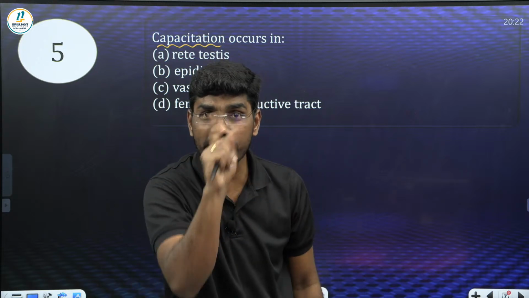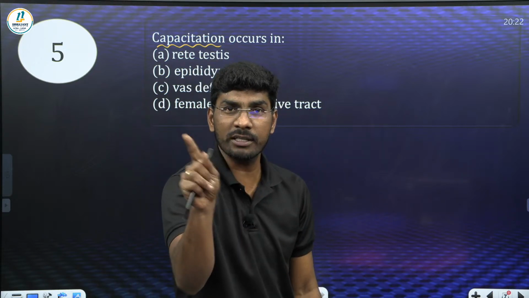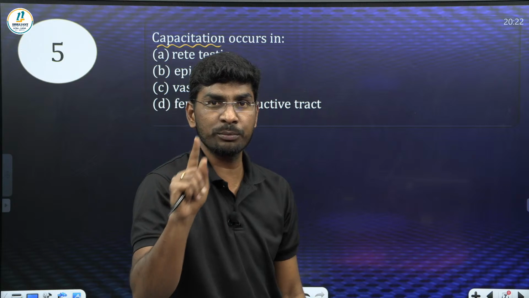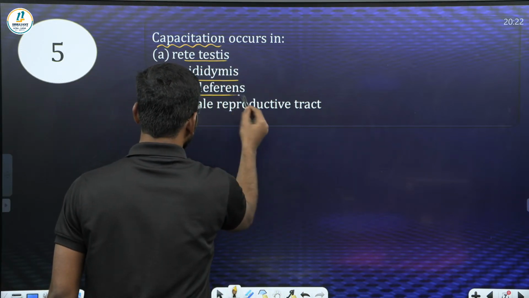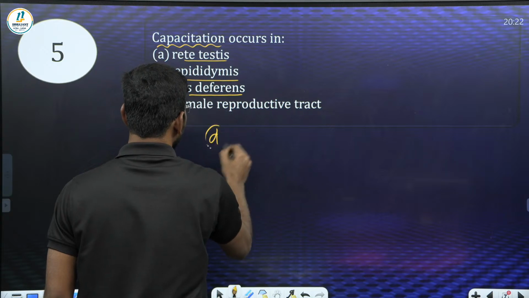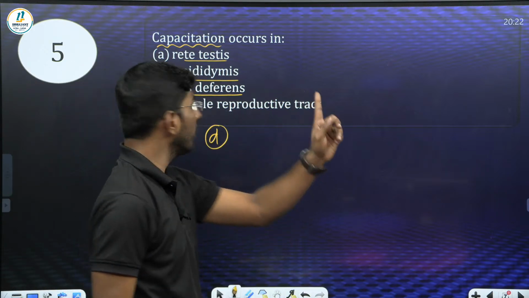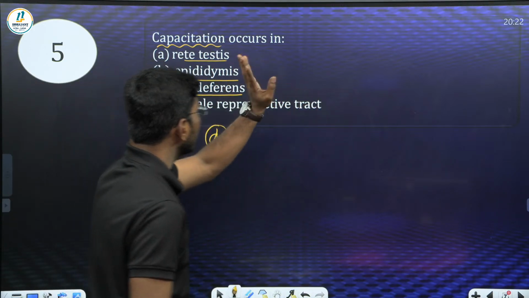The process is called capacitation. It takes place in the female genital tract after ejaculation. It does not take place in the epididymis, the testes, or the seminiferous tubule. Remember, options like rete testis, epididymis, vas deferens, and female genital tract may be given. The answer is the female reproductive tract. Remember this epididymis. Sometimes the question can come like this.